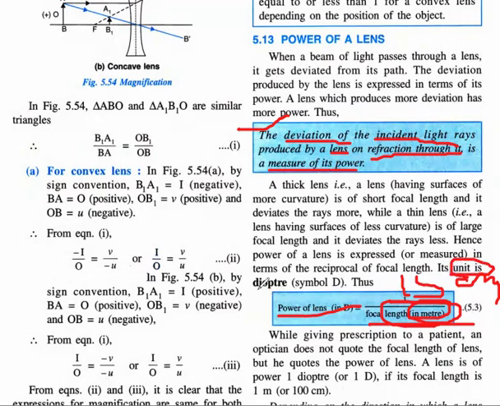So its unit is diopter, D. So P means power of the lens, which is also said to be D, diopter. Diopter, diopter, same thing. Okay, no need to debate this.